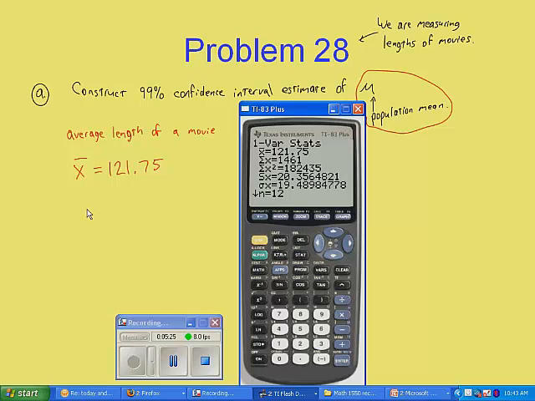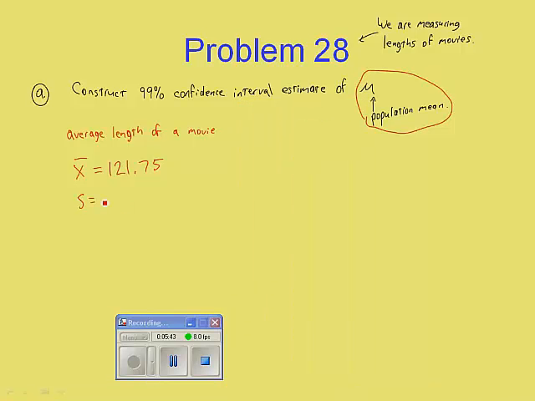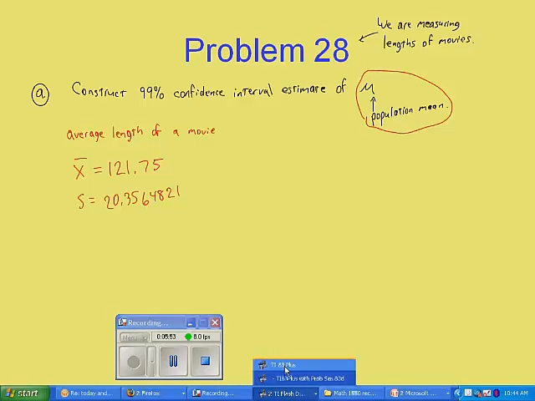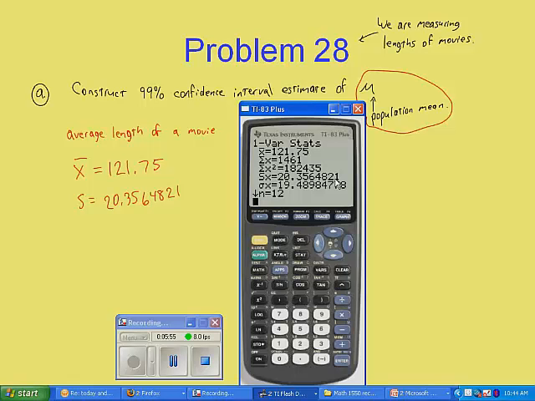Now which standard deviation do I want up there? Is this a sample or a population that's in the calculator right now? This is a sample, so I want to use S, right? S equals 20.356481. Oh, I don't care about the remaining digits. The more digits I use, the more accurate my results will be, in a sense.